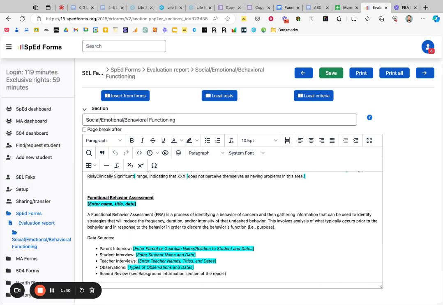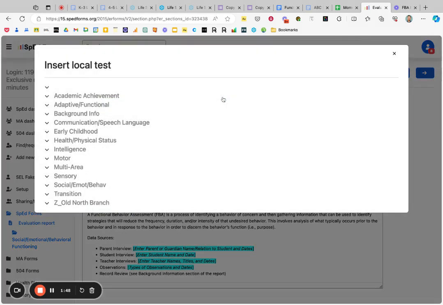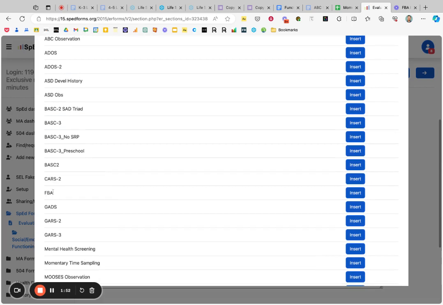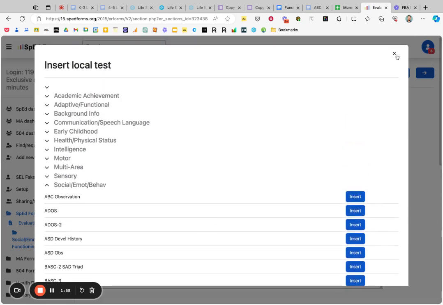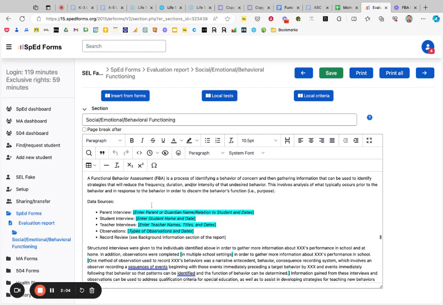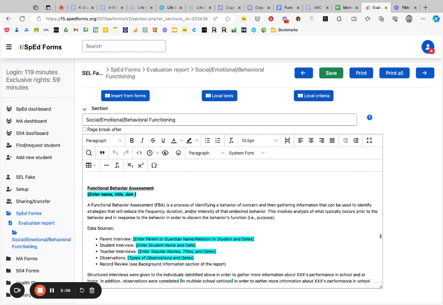There's not going to be an FBA template in there by default. So we could press local tests here. And then social emotional behavioral, where is that FBA? FBA. So I could insert, and that FBA template just by itself would be added to our ASD template. So you can always get that FBA template in here.